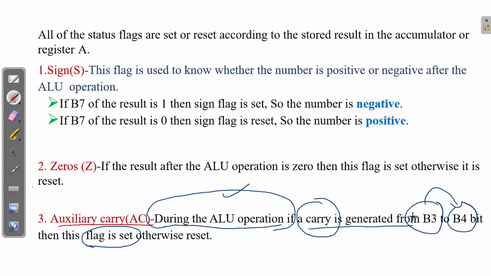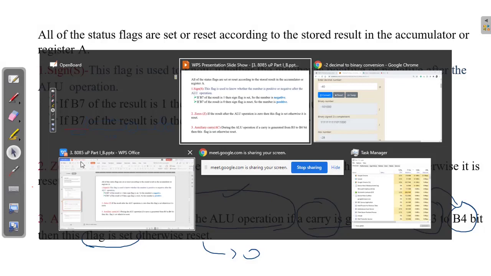If this line is true, the auxiliary carry will be set to 1. And if this line is false, it will reset itself. Is the sentence clear to everyone? I hope yes. Let's understand with an example, that will be better.